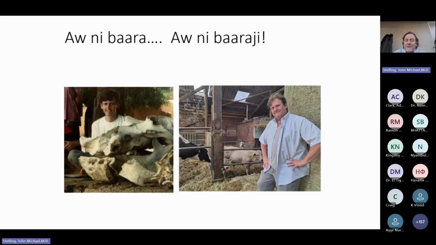I have my own personal background with animals. Lower left is me, and it used to be me anyway. I was 21 in that picture, sitting next to a hippopotamus skull. Lower right is my cousin's farm. My cousins have a dairy farm in Germany. So those are Stelling cows in northwestern Germany.